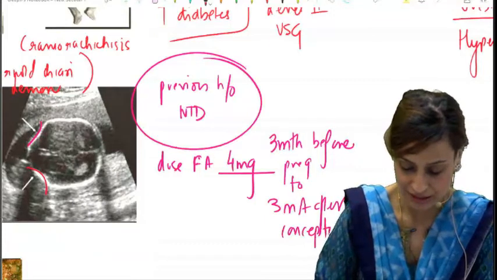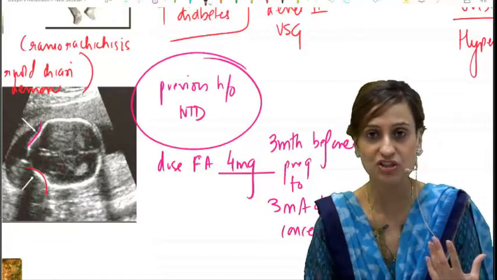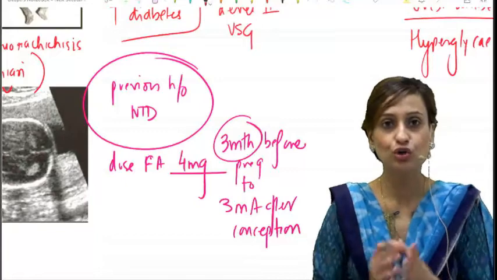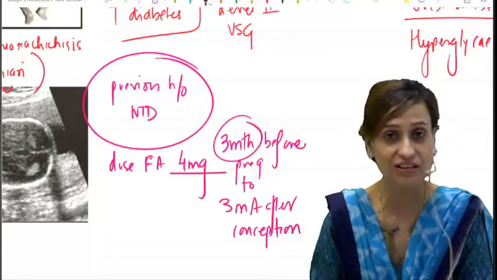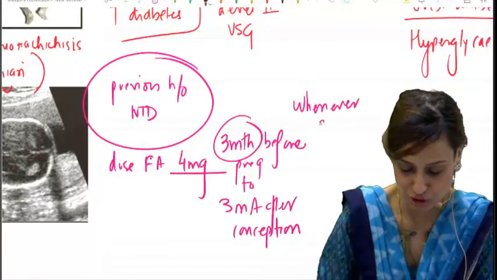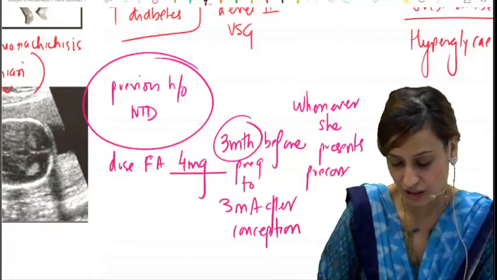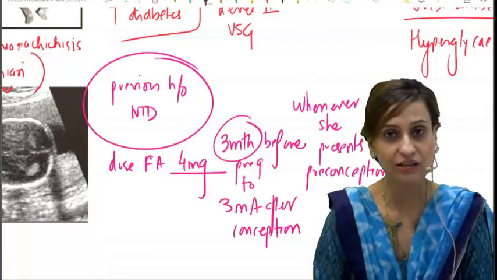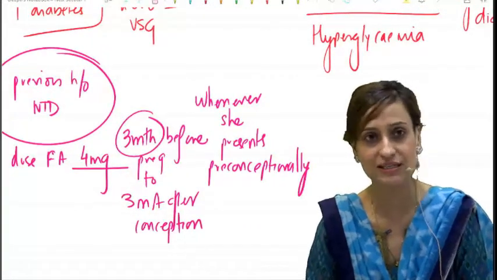But since this is very theoretical, ideally what we would do is, whenever the patient presents to us preconceptionally, start it then. Because to know when exactly she would be pregnant is quite impossible. A better answer is whenever she presents preconceptionally, because that way you are reducing the risk. Otherwise, she will be pregnant and then come to you after that. So we say ideally whenever she presents preconceptionally.